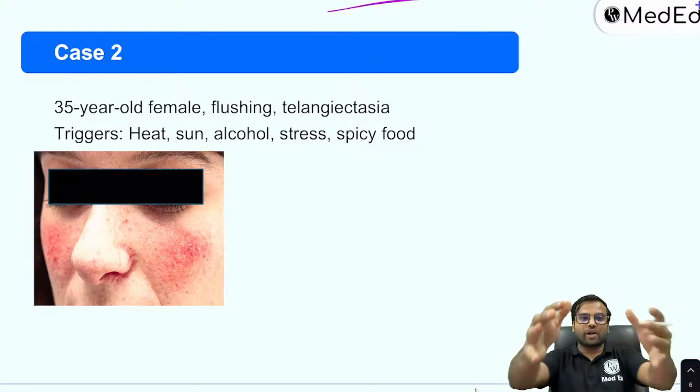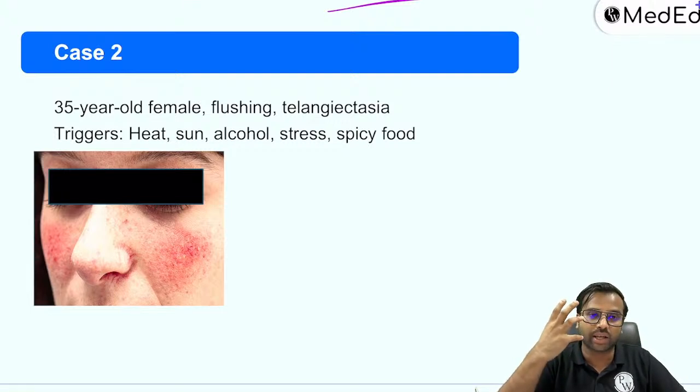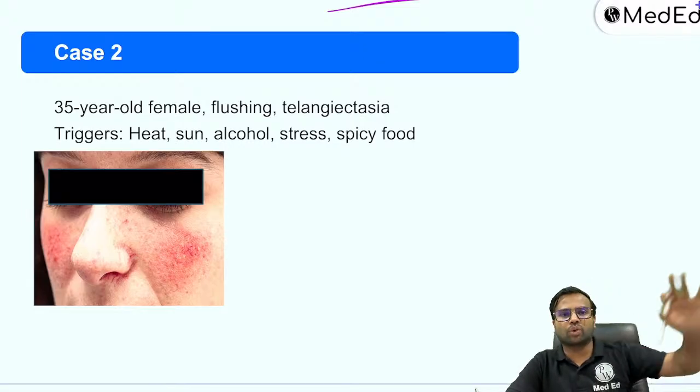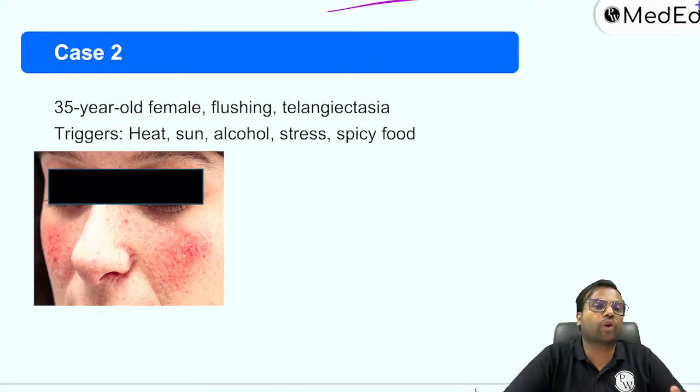Now, again, you are getting a patient who is having a facial erythema. This time, a 35-year-old female, and she is complaining that she is having flushing, along with telangiectasia. And she says that there are some triggers, because every time she goes to the sun, or when she is exposed to the heat, or when she is taking some spicy food, or if she is stressed, she feels that this flushing is increasing.